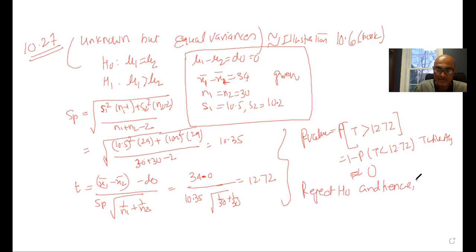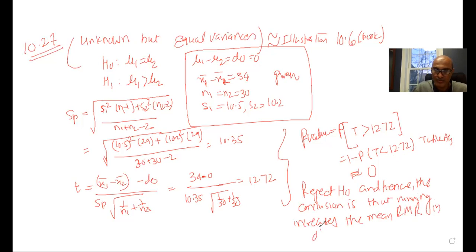Hence the conclusion is that running increases the mean RMR in older women. And that is the answer.